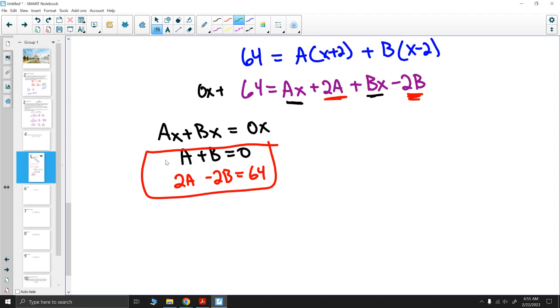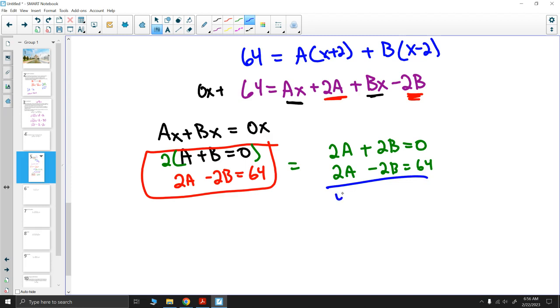But I see that I can easily multiply this top row by 2 and get 2a plus 2b equals 0. 2a minus 2b equals 64, and I can then add the two together. So the elementary row operations we're allowed to do is multiply by a constant or add and subtract any two rows together. So I multiplied by a constant, now I'm going to add the rows together. 2a plus 2a is going to be 4a. These b's drop, and we get 64.